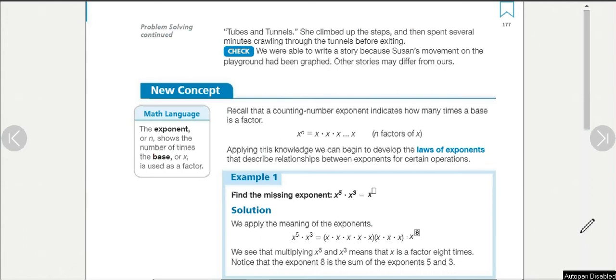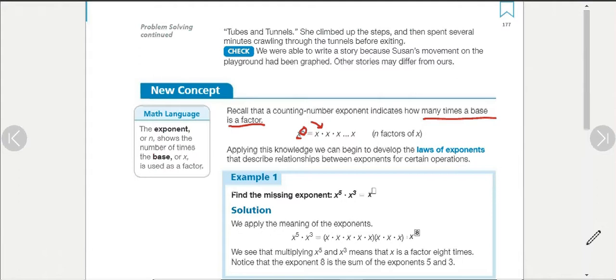Hey Course 3, in today's lesson we're going to review and learn, I think, 3 laws of exponents. Exponents, remember, are a counting number that indicates, in the top right of a number, how many times that number is being used as a factor. It's probably the best way to define it. An exponent shows the number of times that this base is used as a factor. So x to the n means n number of times it's going to be used as a factor.